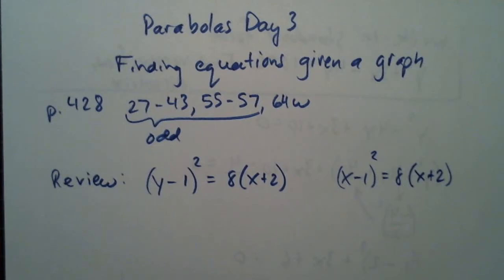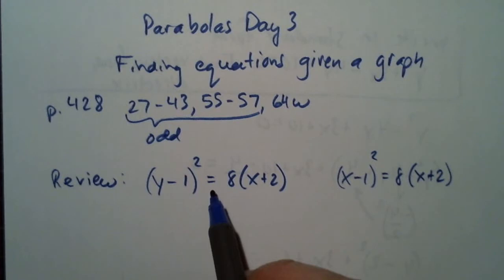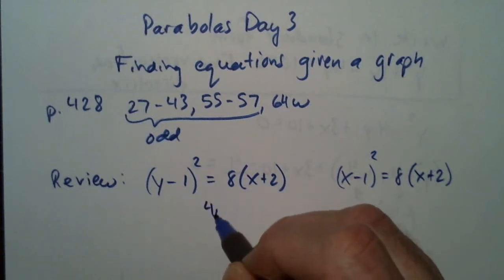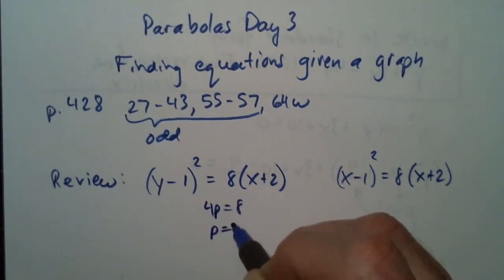So in this lesson we will be given a graph or information about the graph, and then we have to find the equation. So let's review. If we have this equation, let's find the axis of symmetry, the focus, directrix, and vertex, which just means we graph it and then identify all those parts. So we know that 4p is 8, so p is 2.